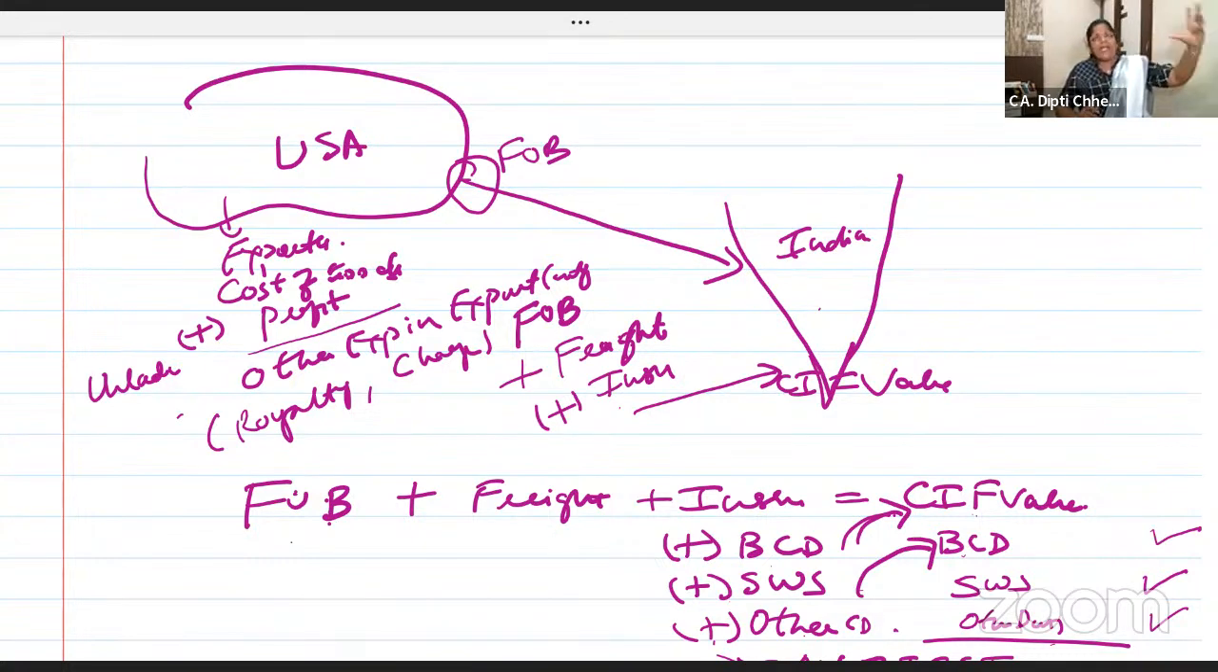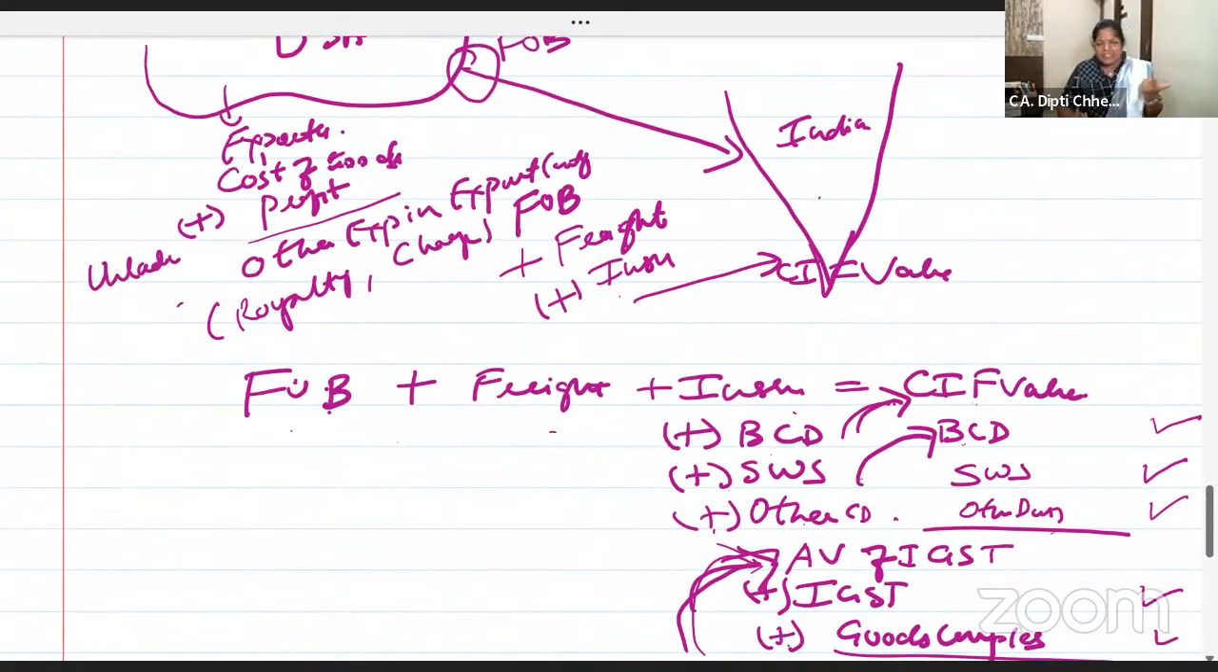What is FOB? Export country's value. When it comes to import, added in FOB is freight and insurance. You get CIF. On CIF, you charge basic custom duty. On basic, even if they say or don't say, you have to charge SWS. Whenever you get a question in direct tax, calculate tax, you have to calculate with 4% cess.